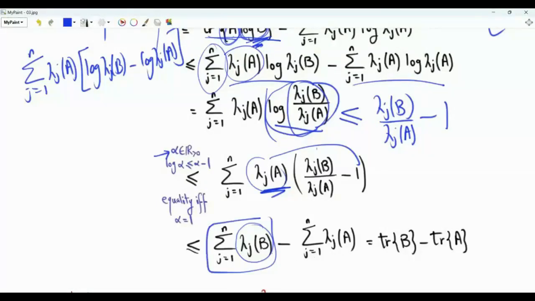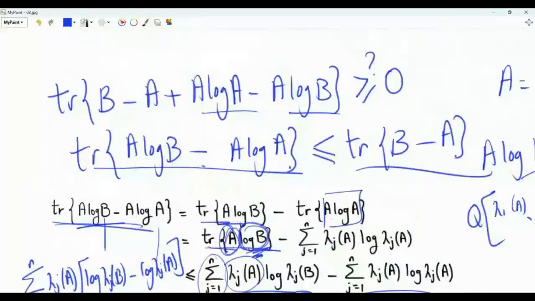This sum is the trace of B. This sum is the trace of A. The trace is the sum of the eigenvalues. So indeed, the trace of A log B minus A log A is upper bounded by the trace of B minus A. We can join these together, and we obtain this inequality: the trace of B minus A plus A log A minus A log B must be non-negative, where A and B are Hermitian positive definite matrices.